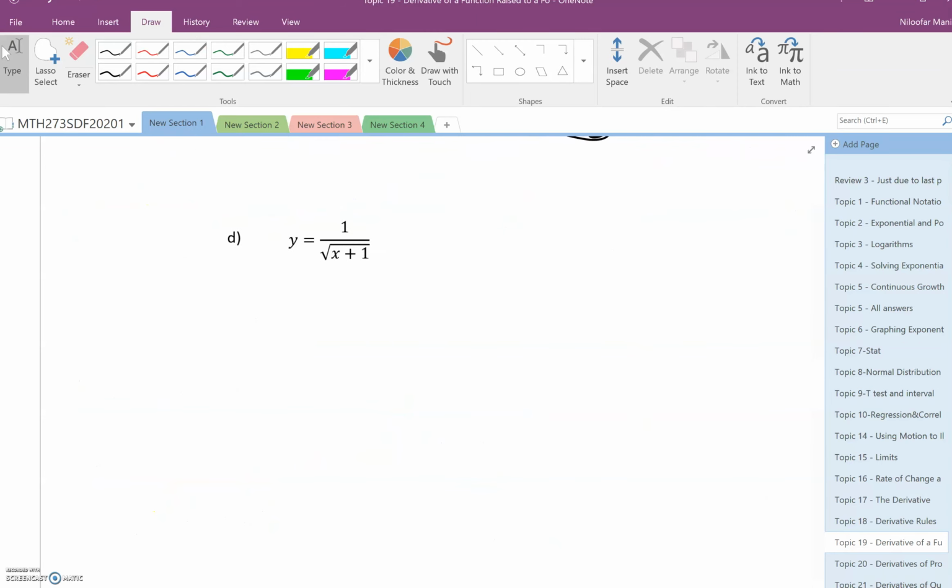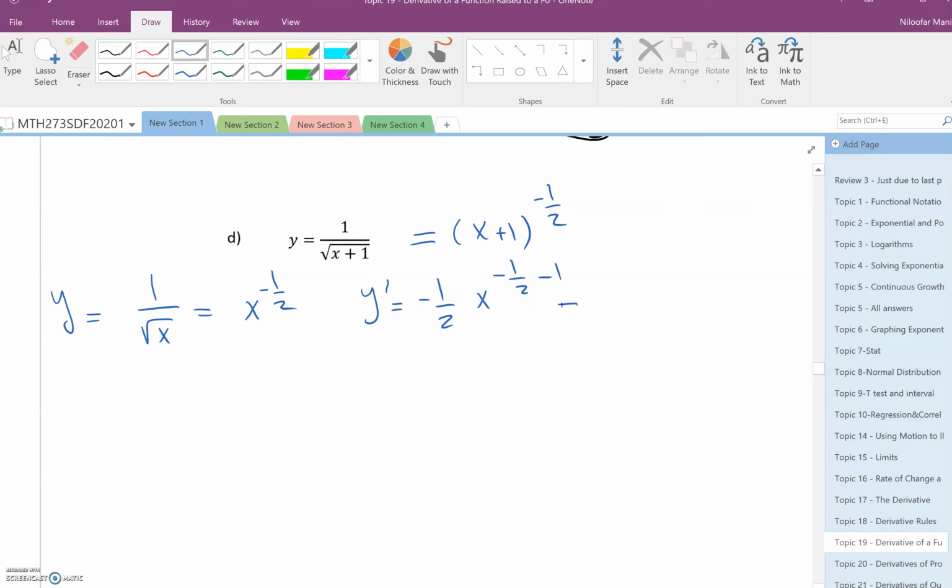Okay, now you continue here. So here you have x plus 1 power minus 1 over 2. Yes, so if you have y 1 over radical x, what happened? So it is x power minus 1 over 2, right? Yes, step by step. So y prime is minus 1 over 2 x power minus 1 over 2 minus 1, which is minus 1 over 2 x power minus 3 over 2, which is minus 1 over 2 this, right? So 2 is the coefficient. So far so good.